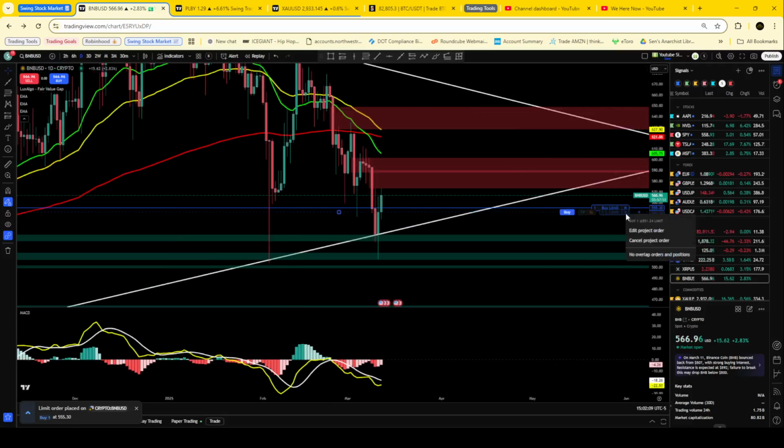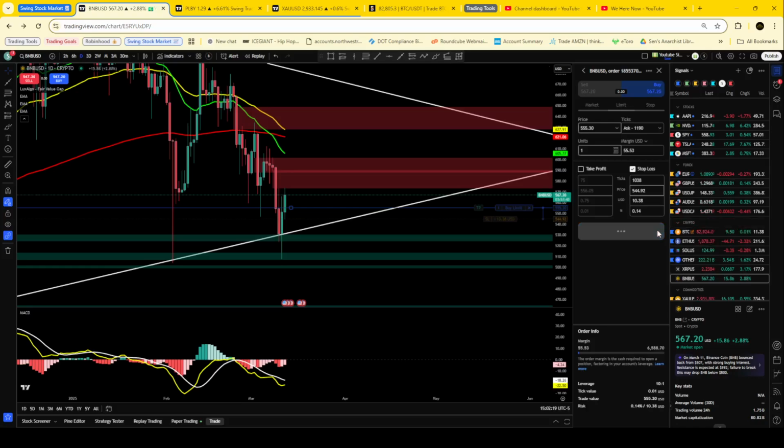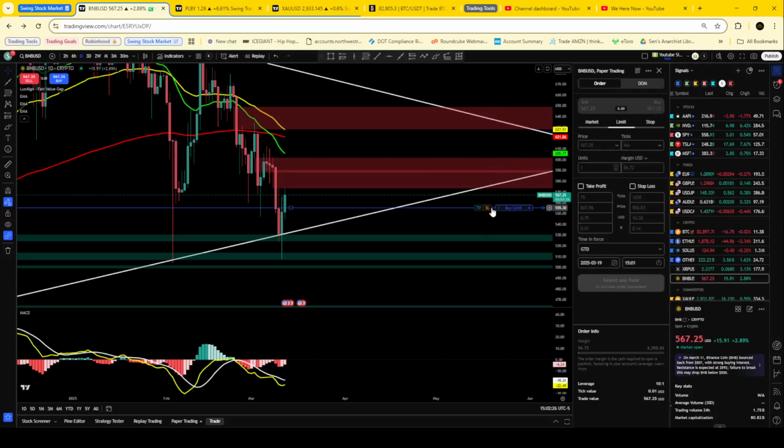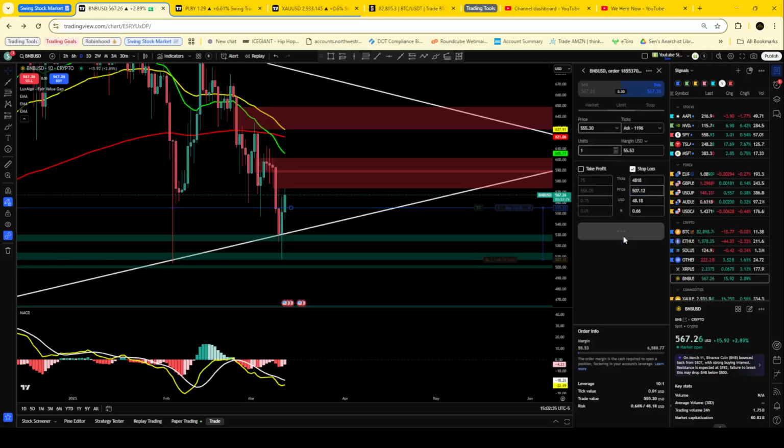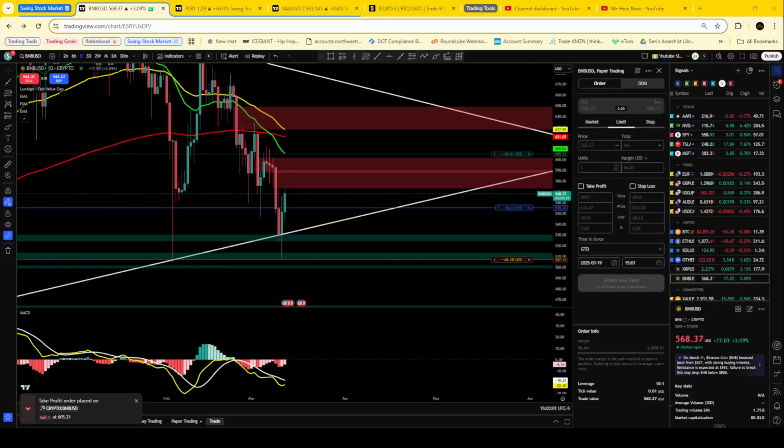All right. So a trailing stop is basically this. Man, this computer is running slow. Guys, I don't know what's going on. Hold on. Okay. So, trailing stop.